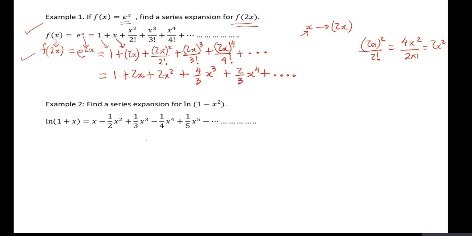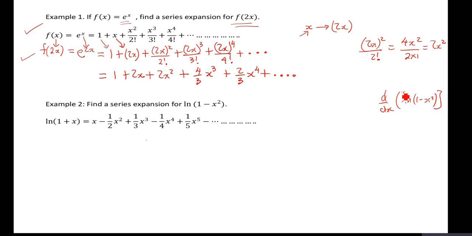The next example, find a series expansion for ln of 1 minus x squared. Again, you're not forced to go from first principles, which I suggest you don't do, because if you find the derivative of ln of 1 minus x squared, you'll have to use the chain rule, and you can double check that. What is the derivative of the ln of 1 minus x squared?